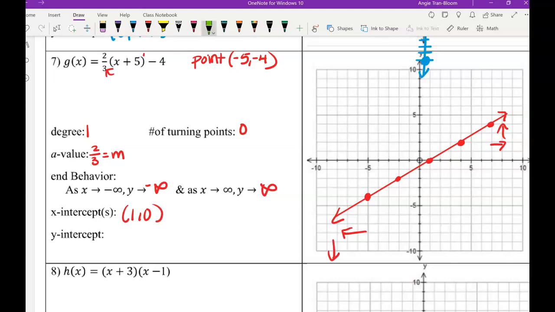Y-intercept, we do have to plug in 0 for x. All right, so y, which is g of x, x is 0. That means you got 0 plus 5 is 5. 5 times 2/3 is going to be 10/3 minus 4. Students, 10/3, you can think of that as 3 1/3 minus 4, which is really 2/3. It's negative 2/3, my bad. It's all we have left. So that's about negative 2/3 right there. So (0, negative 2/3).